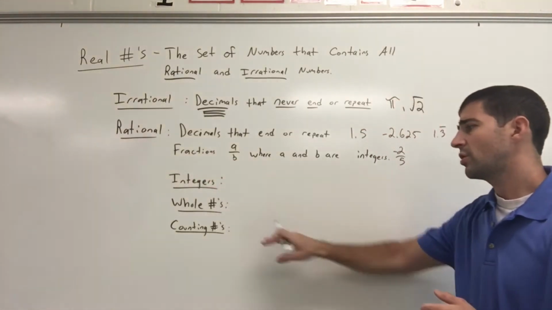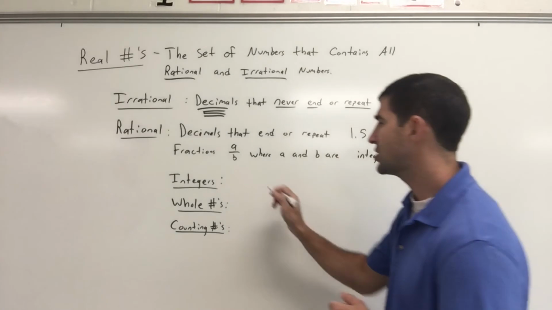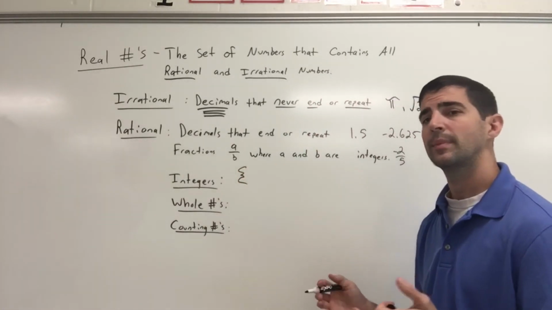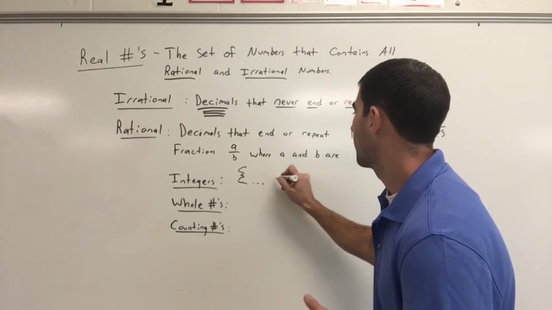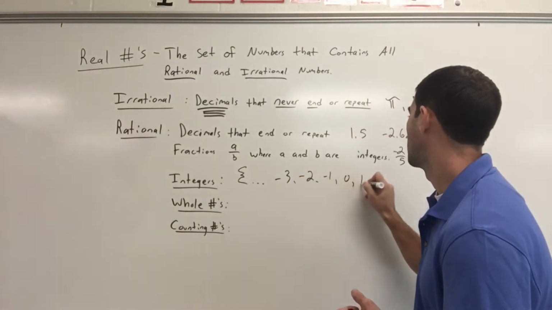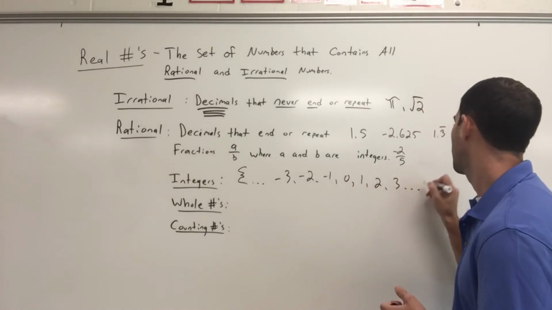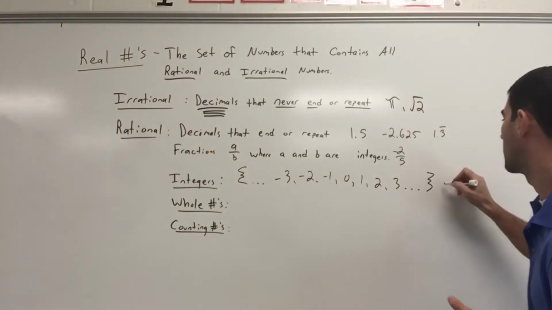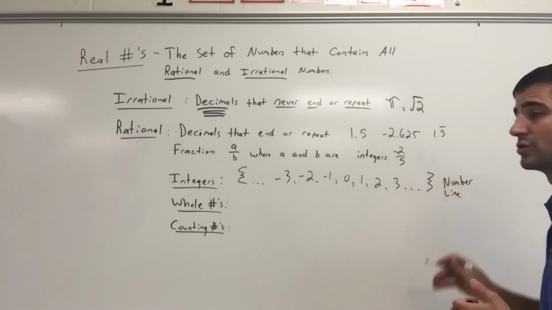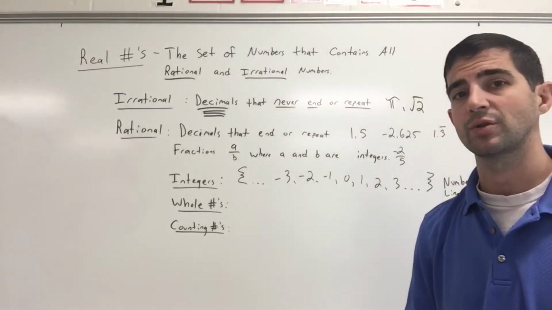So we have our integers, our whole numbers, and our counting numbers. The set of integers looks like a number line: negative 3, negative 2, negative 1, 0, 1, 2, 3. Again, the number line, which is usually posted in a bunch of different classrooms.